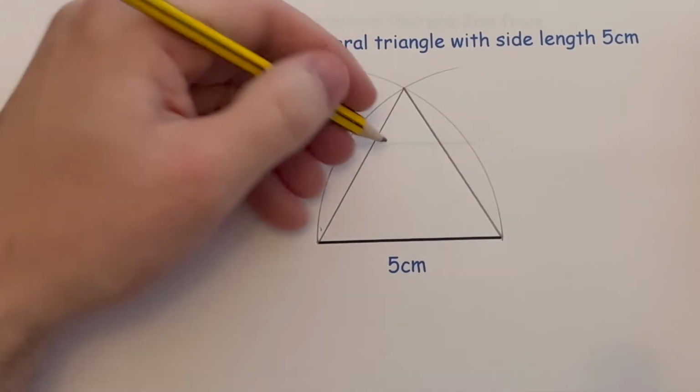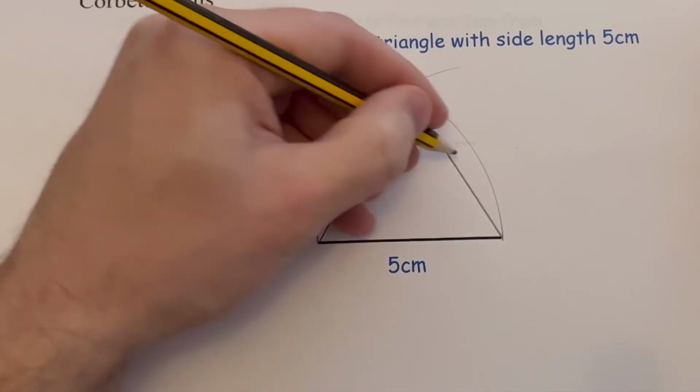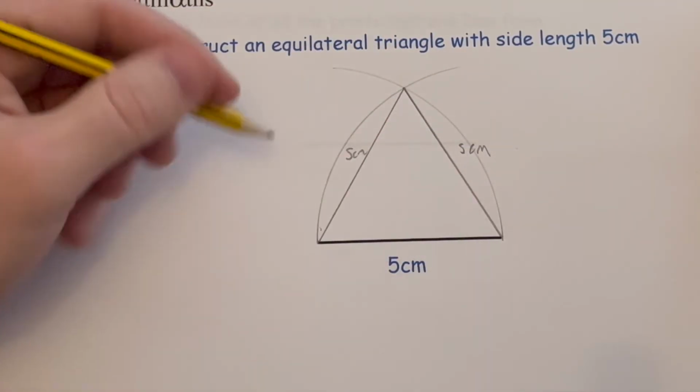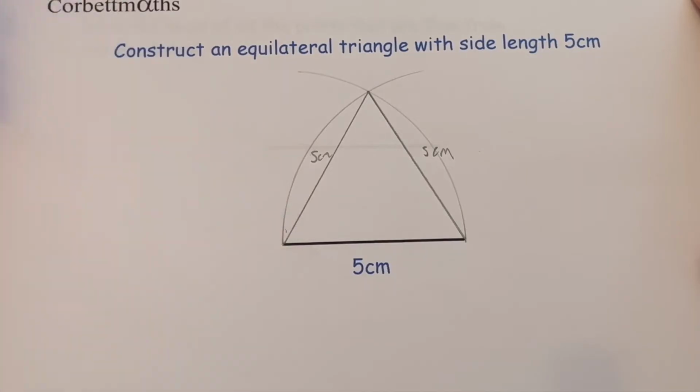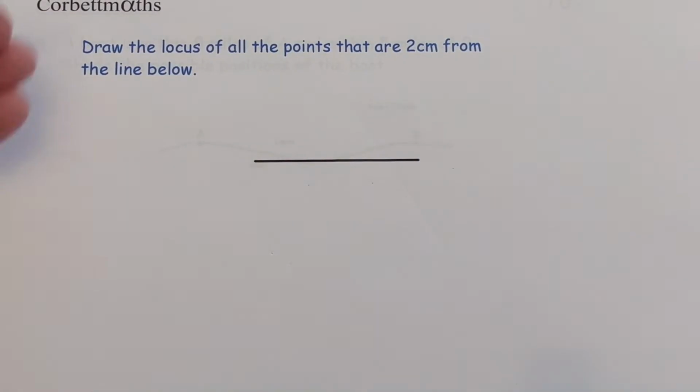So this is an equilateral triangle where this side is 5 centimeters, this side is 5 centimeters, and this side is 5 centimeters. And if you've got your protractor, you can measure this angle. It'll be 60 degrees, 60 degrees, and 60 degrees. And that's it. Okay, so we've looked at constructions. Now let's have a look at loci.